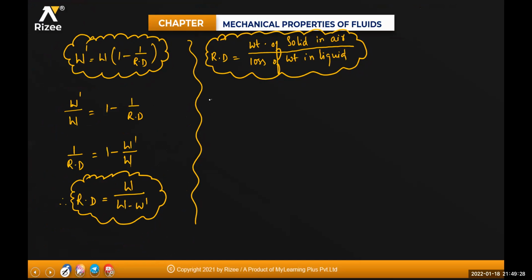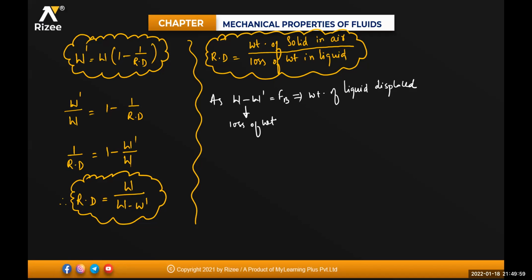See this one, W minus W dash. What is this, beta? This is nothing but the buoyant force. Buoyant force is nothing but the weight of liquid displaced. At the start I told you that the weight of liquid displaced is called the buoyant force. This W minus W dash is also called the loss of weight, one more term. Clear, beta? So take one small note on this, very important for your competitive exams.